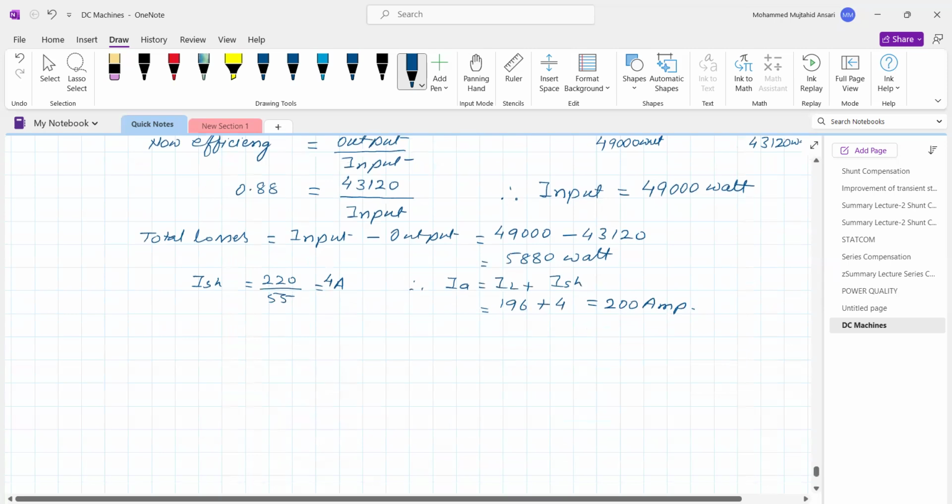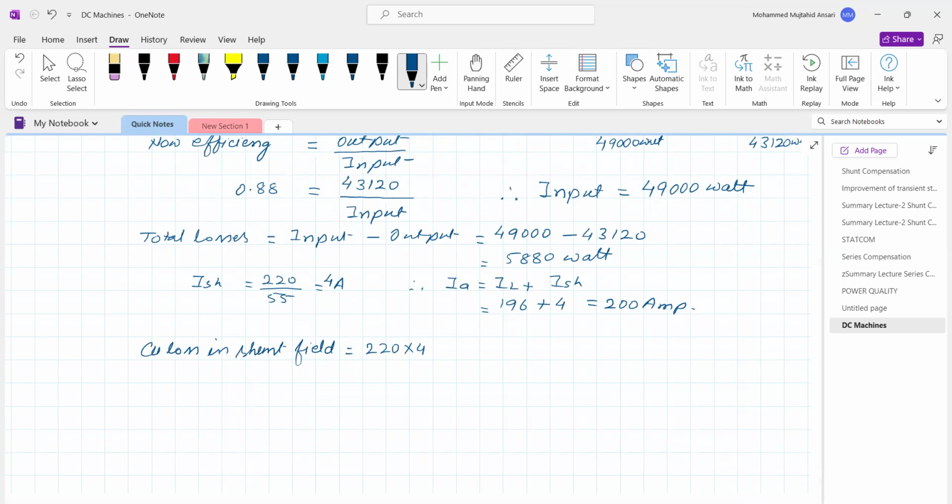Now, as we know the armature current, it is possible to calculate the copper losses in the shunt field winding. So CU loss in the shunt field is equal to simply 220 multiplied by 4, or you can write it as I square into RSH. It will give the same result. So 880 watt.